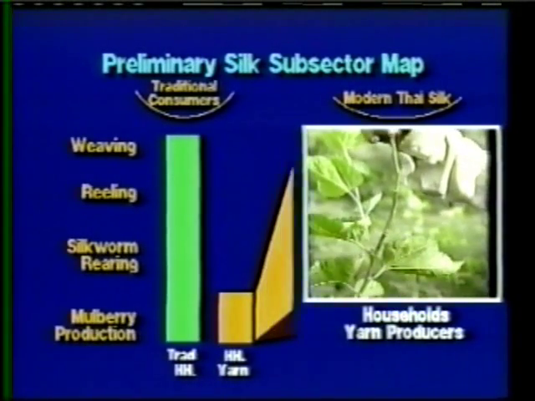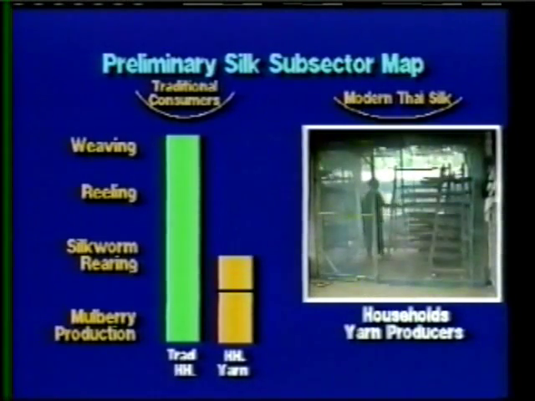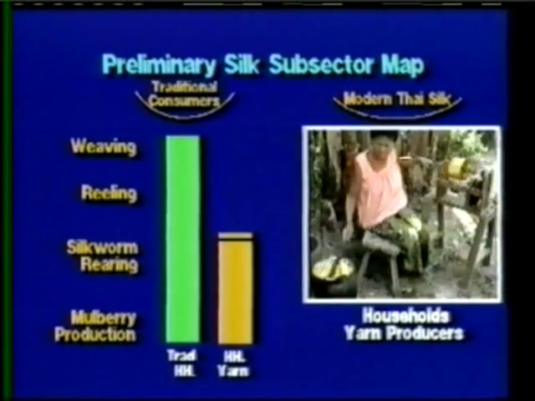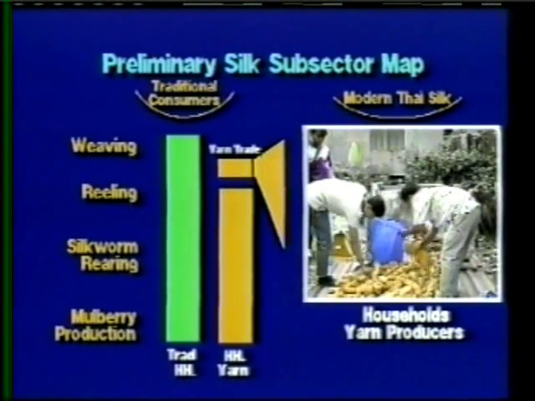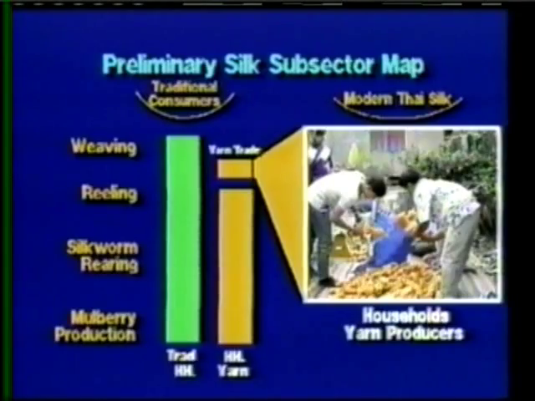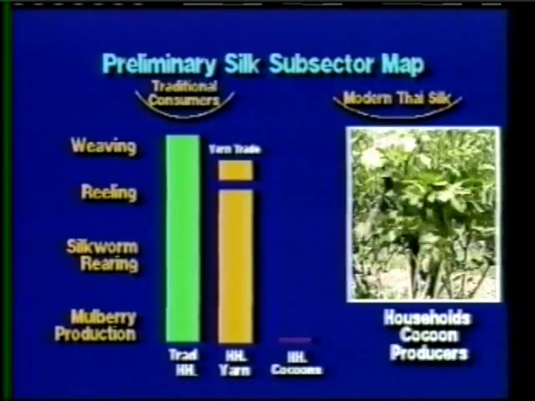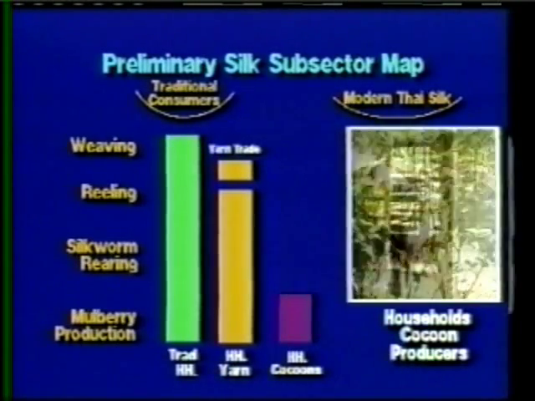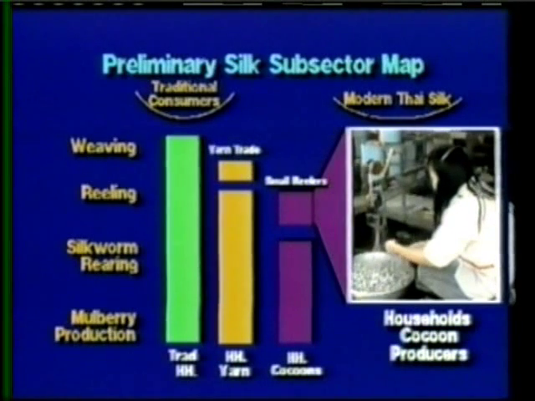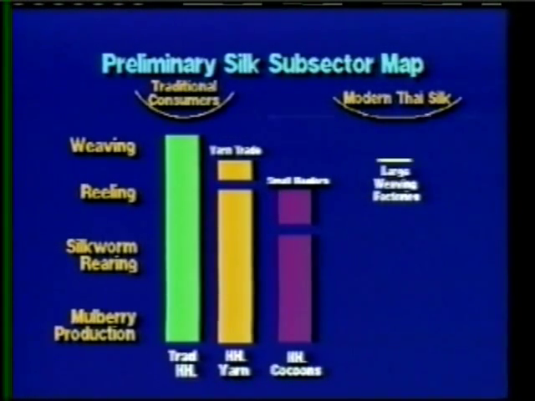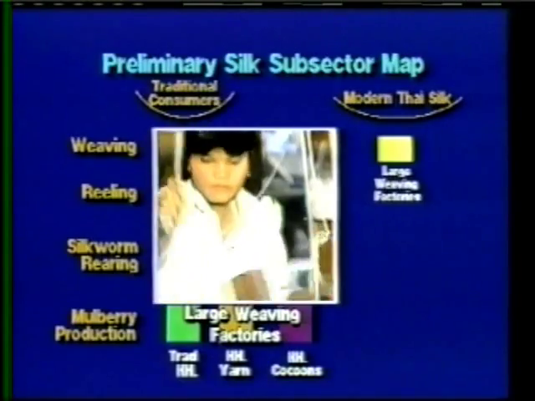But within the last 20 years, some households have begun to specialize in yarn production. They supply the factory's ever-growing needs for weft yarn through the network of yarn traders. Other village households produce only white cocoons, which they sell to small-scale reeling companies. The yarn moves on to the factory weaving mills for use as warp yarn.